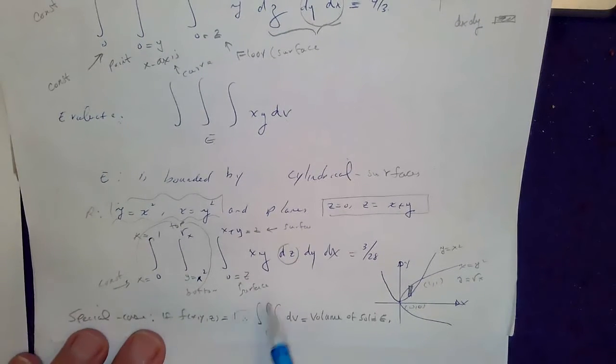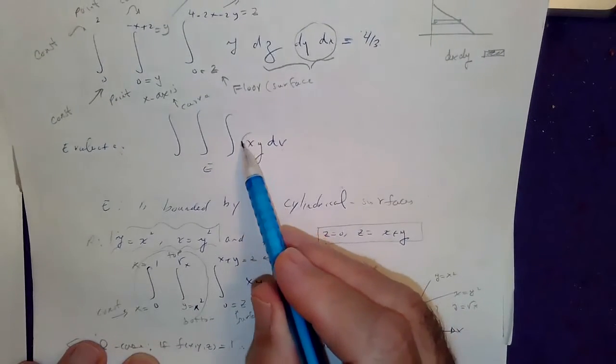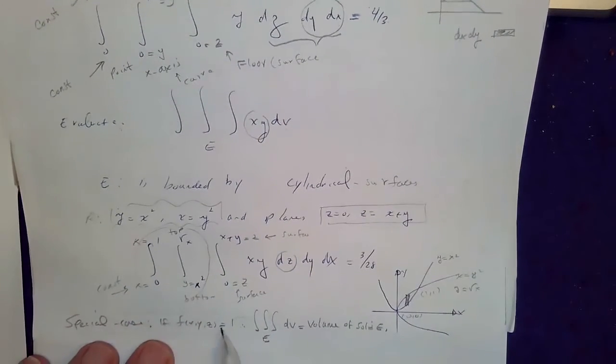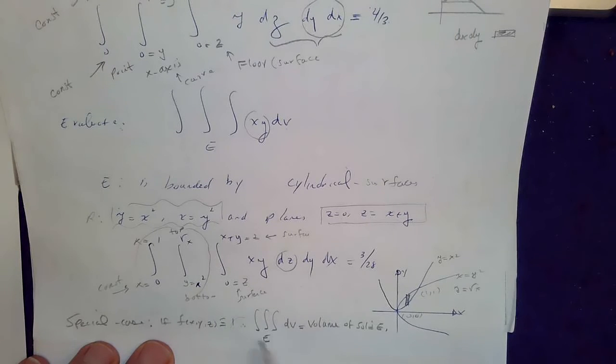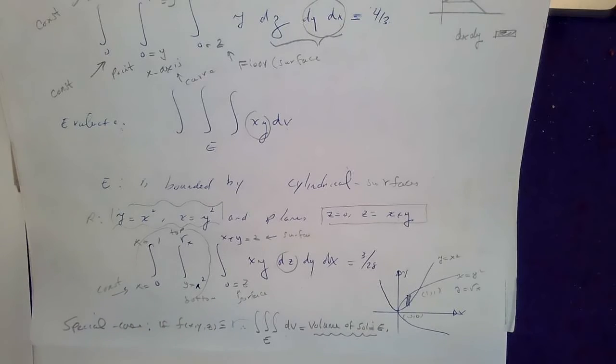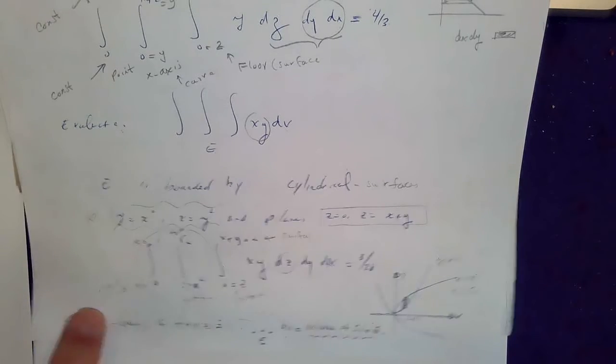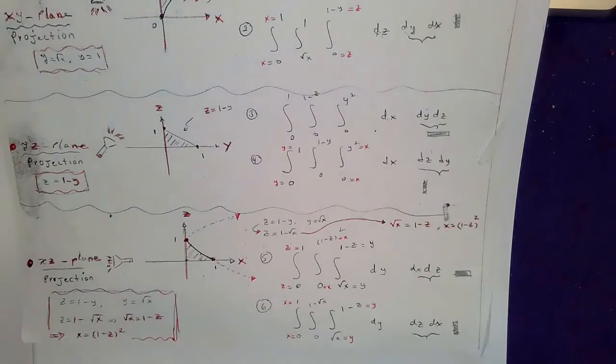Special case: if the integrand, this guy right here, happens to be identically equal to 1, then the triple integral is finding the volume of the solid itself. So that's a special case. Keep that in mind, please.